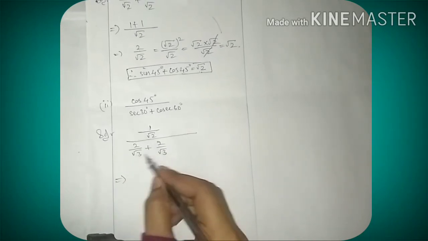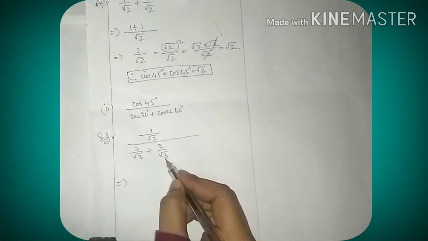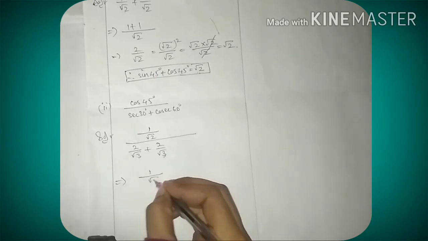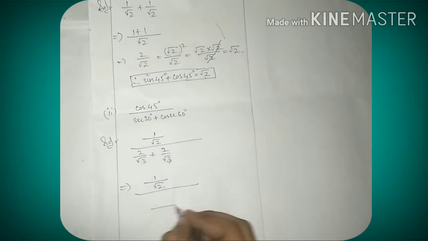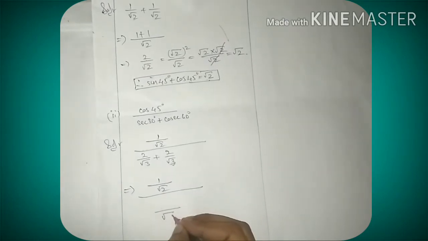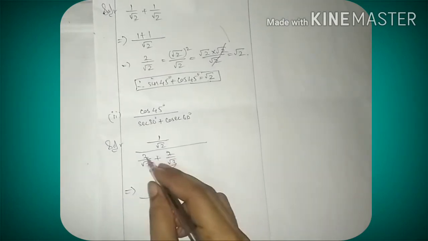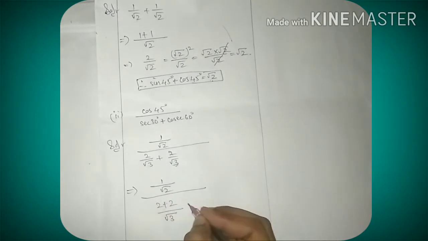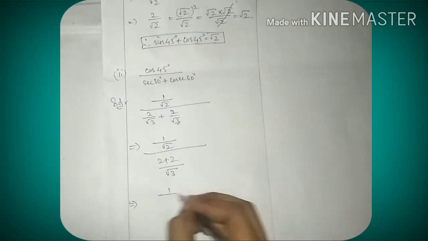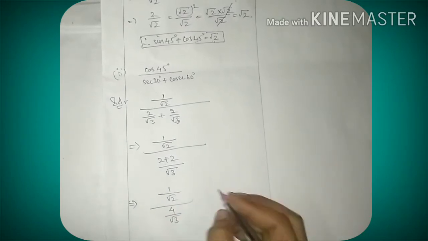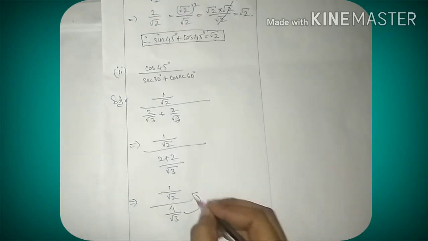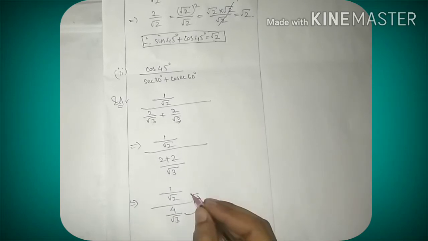Root 3, same denominators. We are going to write 1 by root 2 in the numerator. In the denominator, same denominators means we can take it common. Now we can add the numerators 2 plus 2. Then 1 by root 2 divided by 2 plus 2, we will get 4 by root 3.